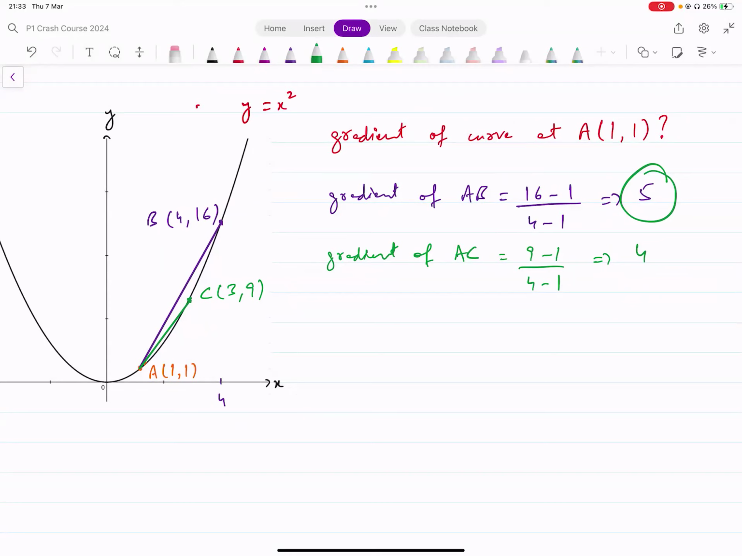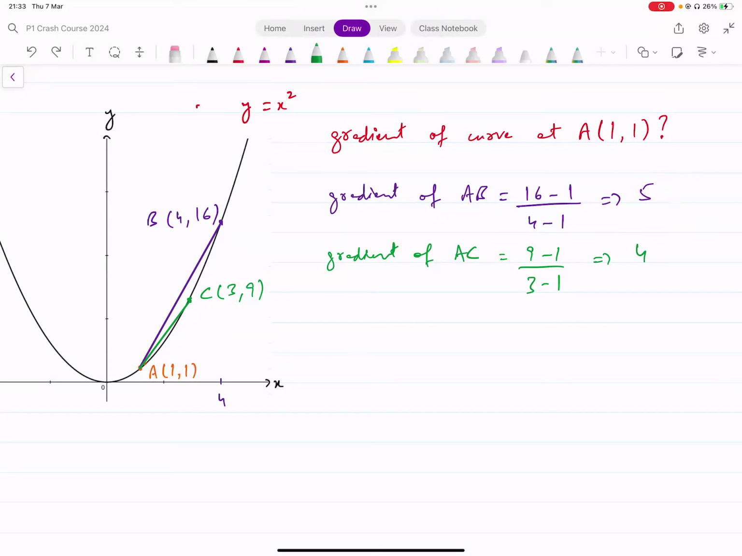Sir, isn't AC's gradient 8 over 3? Sorry, I wrote that wrong here. It's supposed to be 3 minus 1, not 4 minus 1. I wrote 4 there by mistake in the denominator. It was 3 minus 1, so that's 8 over 2 basically. 8 over 2 is 4. Okay, all right. So the gradient of AC is 4.